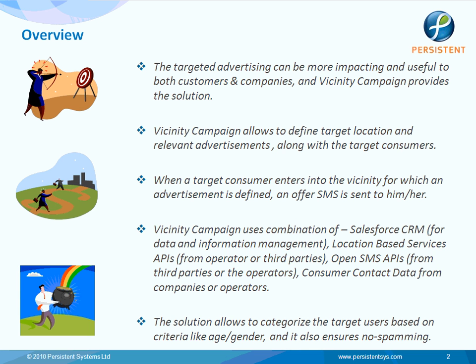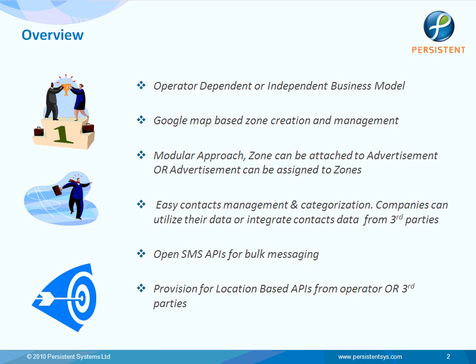Vicinity Campaign uses a combination of Salesforce CRM, location-based service APIs, and Open SMS APIs. It allows to categorize the customers depending on their age, gender, and other factors. For example, Domino's might categorize kids in the age of 8 to 13 age group and offer them some discount like a chocolate cake free on a large size pizza. Along with this, it also ensures no spamming. That is, duplicate messages are not sent.